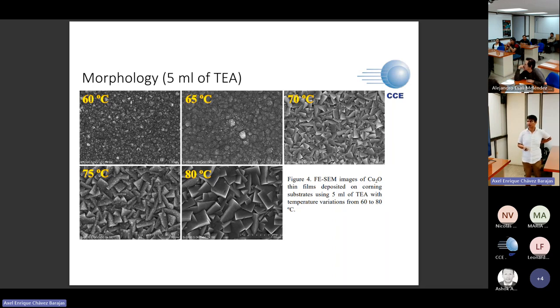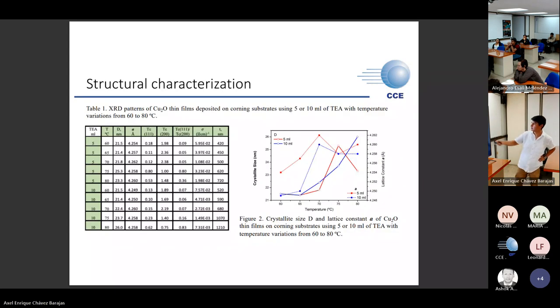Because as we increase the temperature, the reaction is faster. So it is well known, and it's reported. It's faster, but what are the values? The thickness values. Yes, sure. This is the thickness.